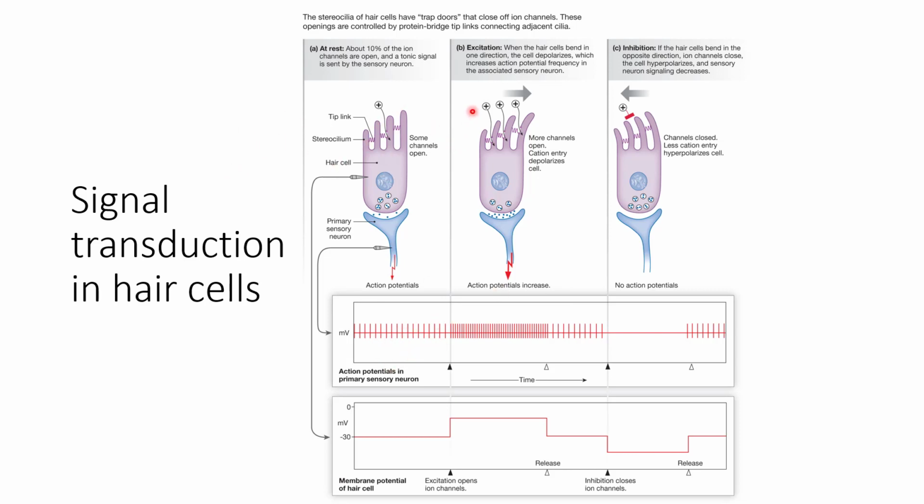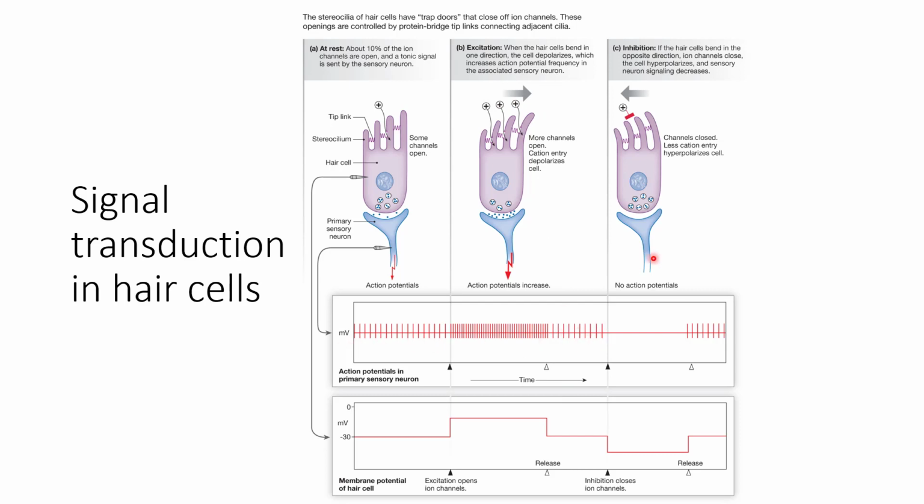When a sound wave pushes down on the tectorial membrane and it comes in contact with the hair cell, it's going to bend these stereocilia. And as the stereocilia get bent, that opens up ion channels. So more ion channels open. Generally, it's potassium and calcium that's going to enter these cells. And that's going to increase the frequency of action potentials because we're going to release even more neurotransmitters, right? So more action potentials occur. Once that bending stops, we'll start to return back to that tonic level.